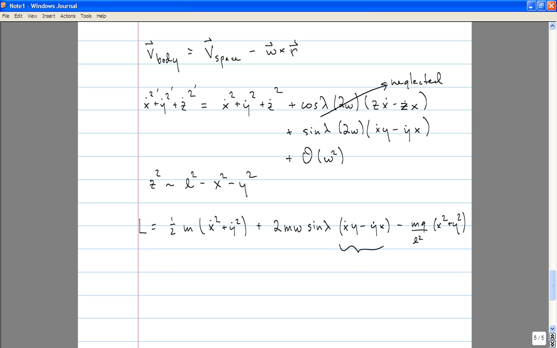So let's just write down the equations of motion. So the x equation of motion will be the usual x double dot plus g over L x, coming from the first and the last term in this equation. And that will be equal to 2m omega sine lambda y dot, coming from the time derivative of the derivative, well, coming from that middle term. And likewise, y double dot plus g over L y will be equal to minus 2m omega sine lambda x dot.